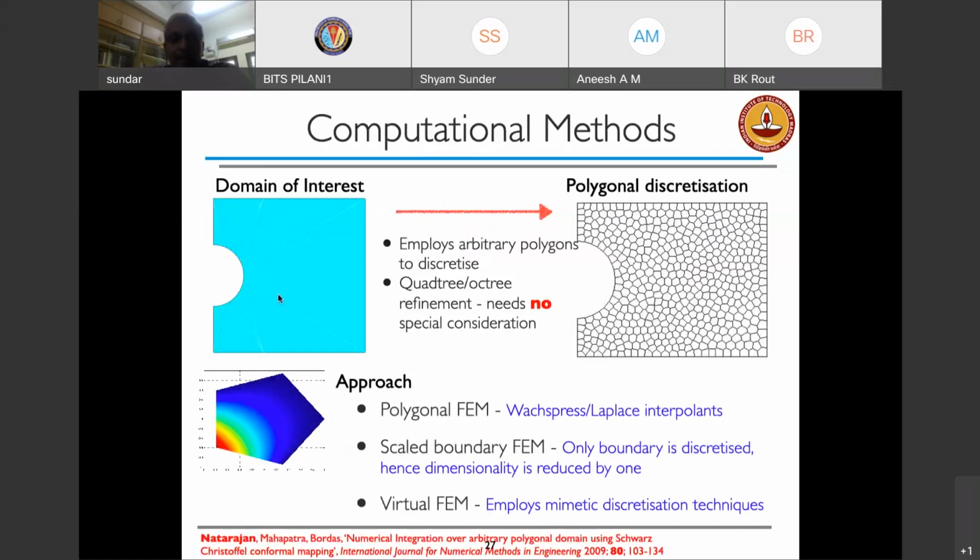Now, if you have a domain of interest that can be converted into regions of polygons, there are different approaches by which these polygons can be used within the finite element framework. One is the traditional polygonal finite element method. We also have what is called the scaled boundary finite element method and the virtual finite element method. All these approximations try to get the stiffness matrix and the mass and force vectors, which are essential in converting the differential equation into a system of algebraic equations.